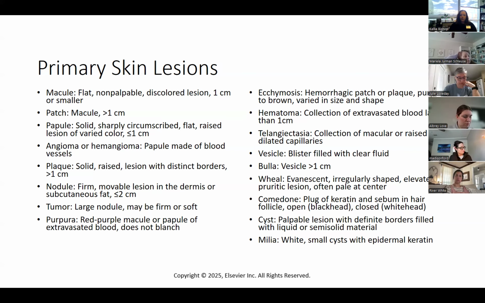Wheals are evanescent, irregularly shaped, more like urticarial lesions. Cysts are palpable lesions with definitive borders. Cysts and papules can look similar, but cysts can have liquid or even a semi-solid material in them, whereas papules don't. They're solid. And then milia are white, small cysts. Remember, we typically see those in newborns.